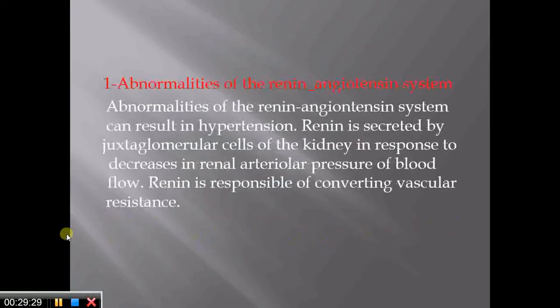Abnormalities of the renin-angiotensin system. Abnormalities of the renin-angiotensin system can result in hypertension. Renin is secreted by juxtaglomerular cells of the kidney in response to decreases in renal arteriolar pressure of blood flow. Renin is responsible for converting vascular resistance.